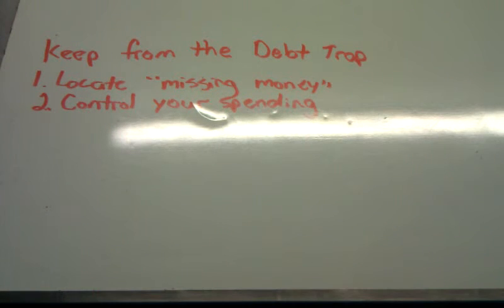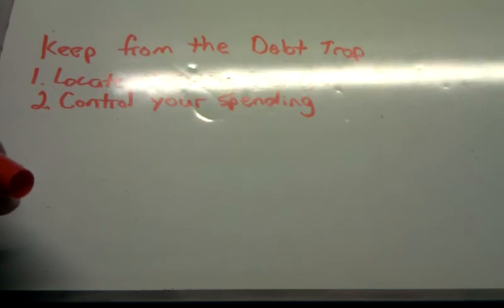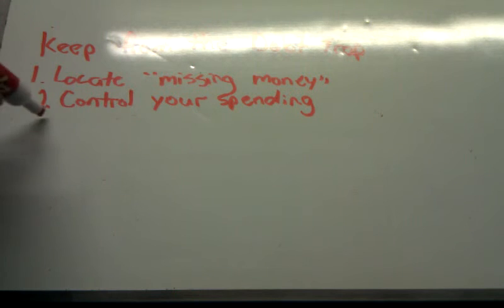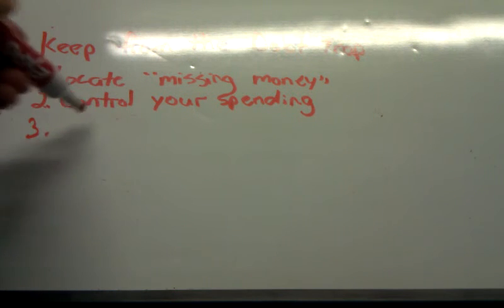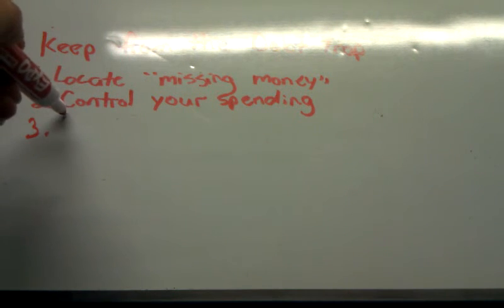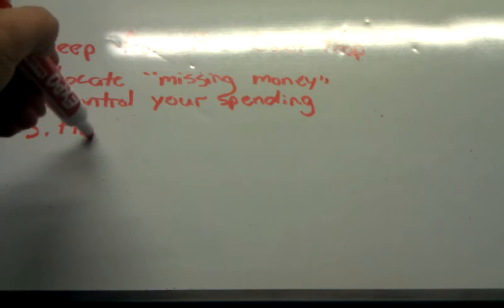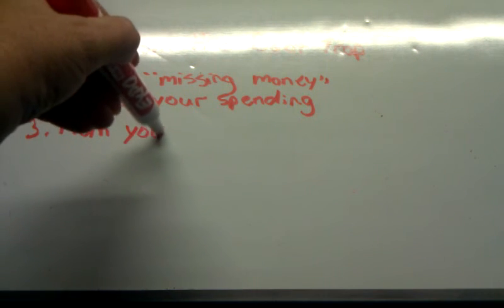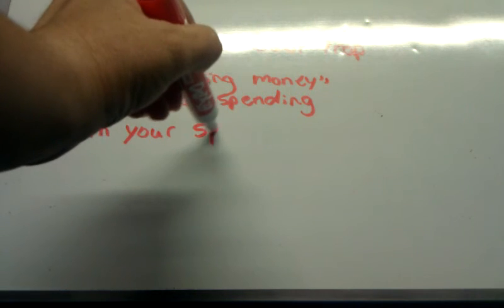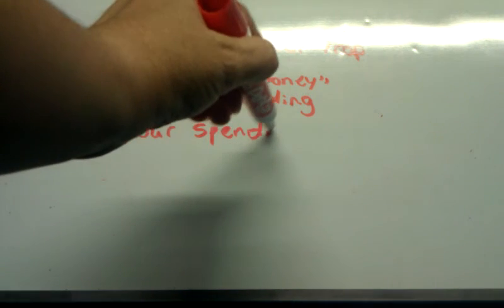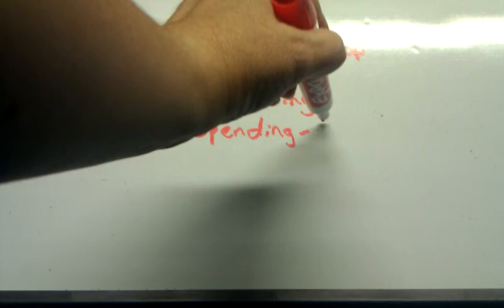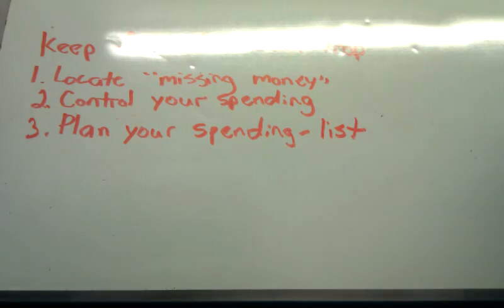Number 3, plan your spending ahead of time. Before you go to the store, list what you need to buy and then stick to the list. Many people lose lots of money by making impulse purchases at the store. Okay, so number 3, plan your spending. Make a list. Stick to the list.